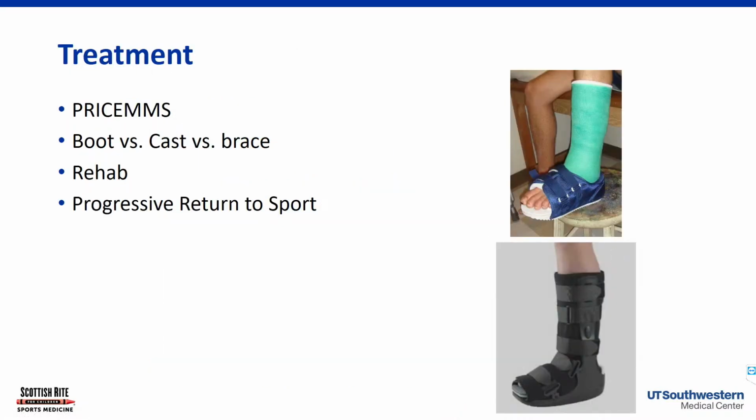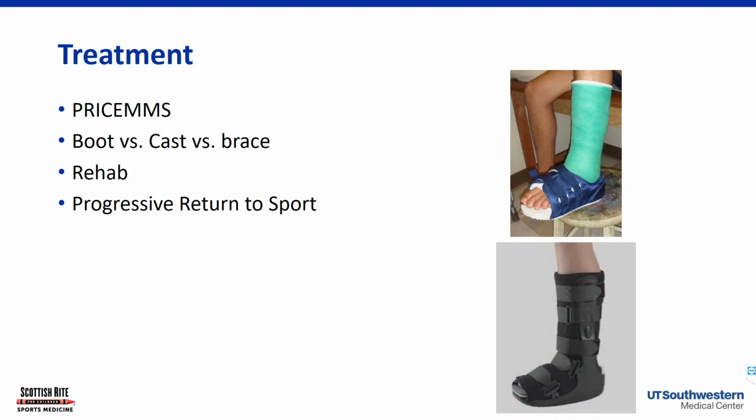So how do we treat these, the Salter-Harris 1 injuries? Well, is it PRICEMMS? We talked about that. I think treating their pain. Is it a boot? Is it casting? Is it bracing? Do we rehab them? And if so, is it a home program? Is it physical therapy? Is it working with an athletic trainer? A lot of these younger kids may not have ATs.